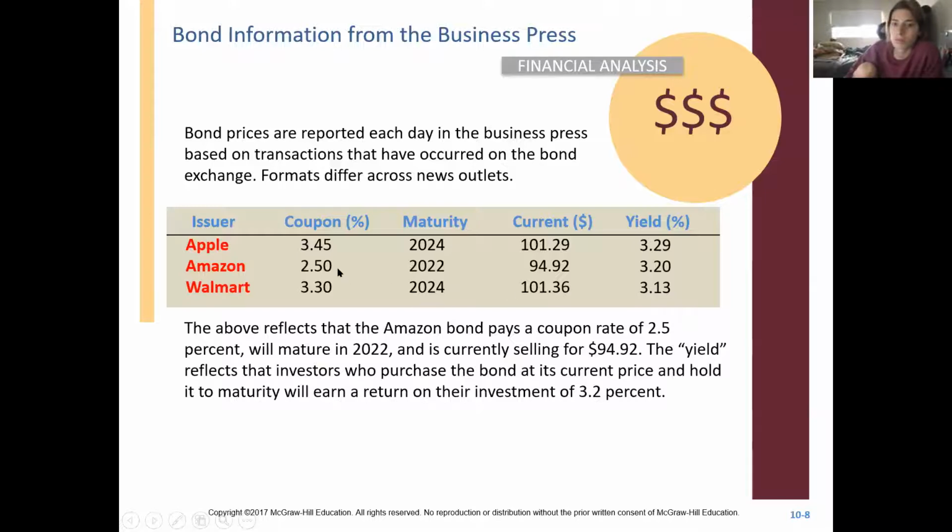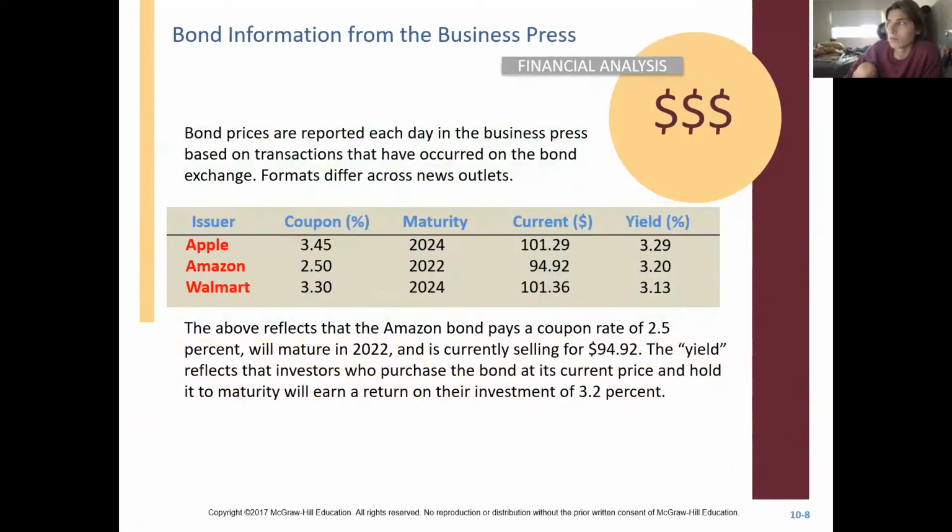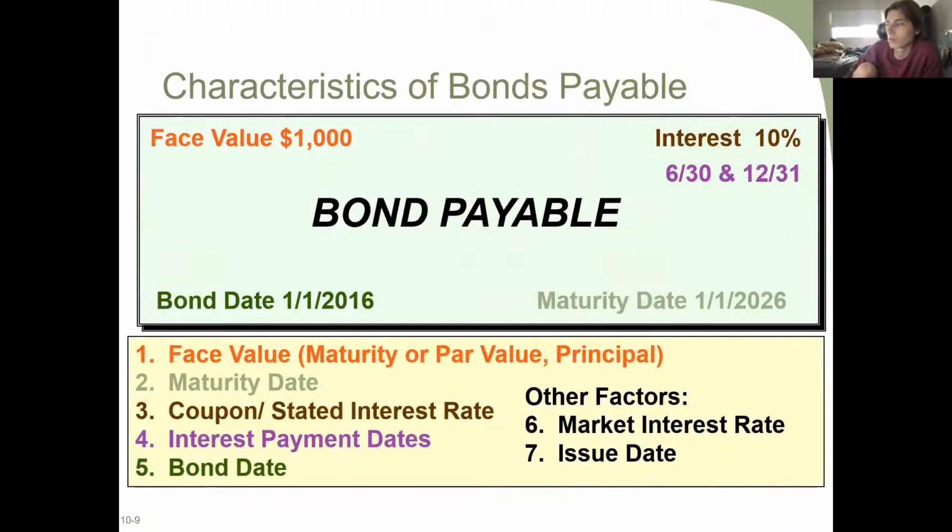Amazon, oh, crummy Amazon's only paying $250 when the market rate is 3.2. So they're not going to get the 100,000. And again, here's the bond, the terms: face value, par value, maturity value. That's that big 100,000 number.